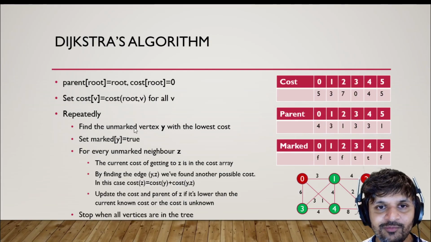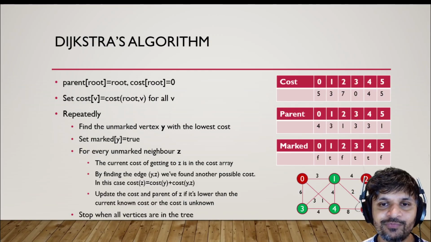It says find the unmarked vertex y with the lowest cost. That now is between 0, 2, and 5. Those are the unmarked ones, which cost 5, 7, and 5 respectively. So for the cheapest one, it's a tie. I can either pick vertex 0 or vertex 5. They both cost 5, and it really doesn't matter which one I pick. So I'm going to pick vertex 0, which costs me 5. And then it says for every unmarked neighbor z.